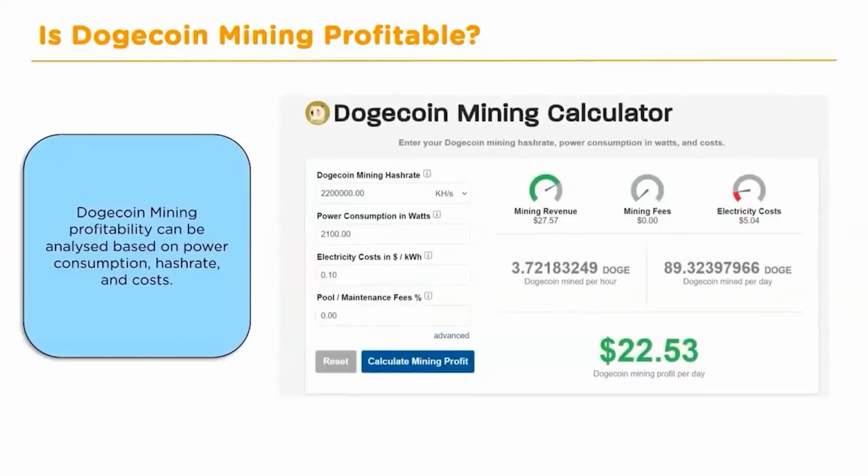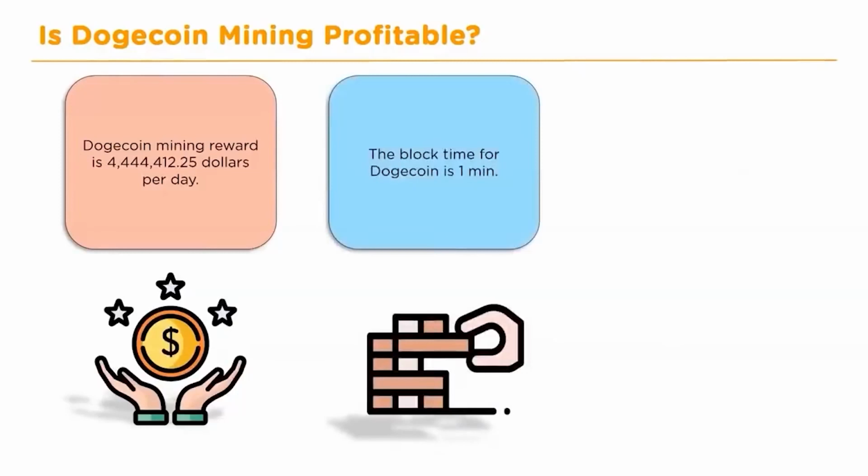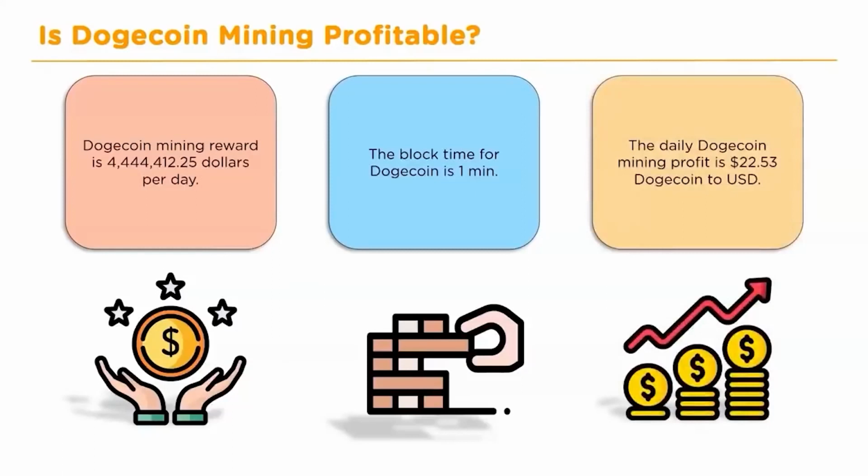Dogecoin mining's reward is $4,444,412.25 per year, that is 14 million Doge per year. The block time for Dogecoin is 1 minute, which means the supply of Dogecoin will never go down. After deducting mining power costs and mining fees, the final daily Dogecoin mining profit is $22.53 Dogecoin to USD with a profit margin of positive 81.72%. Also, I think Dogecoin mining is fun. So that is all about Dogecoin mining.